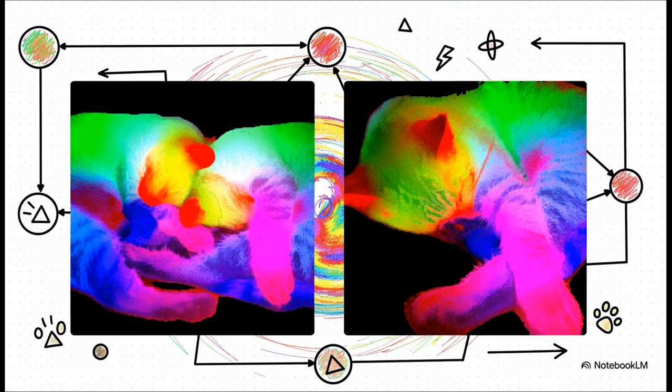When DINOv3 processes an image of a sleeping cat, the resulting principal component analysis, or PCA, feature maps are just incredibly crisp. You get these distinct colors precisely tracing the geometry of the cat's ears, its paws, the actual fur texture against the background. The dense features haven't just survived the 7 billion parameter scale, they've literally been perfected by it. If you apply this to complex aerial imagery, the power of Gram anchoring is absolutely undeniable.